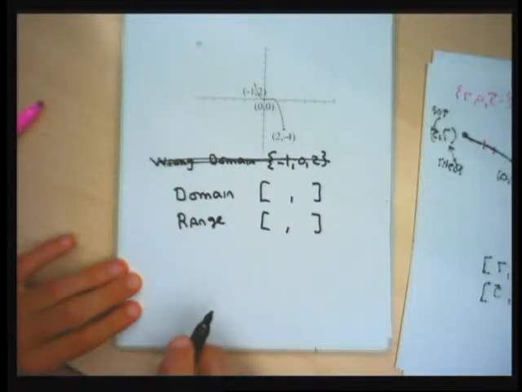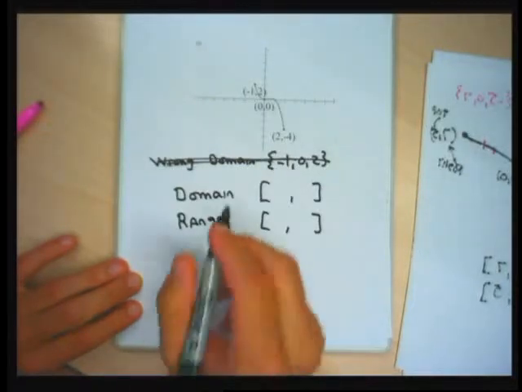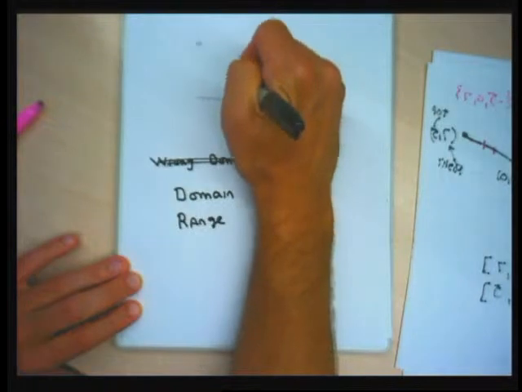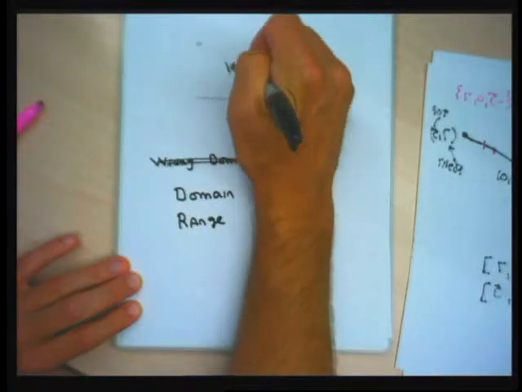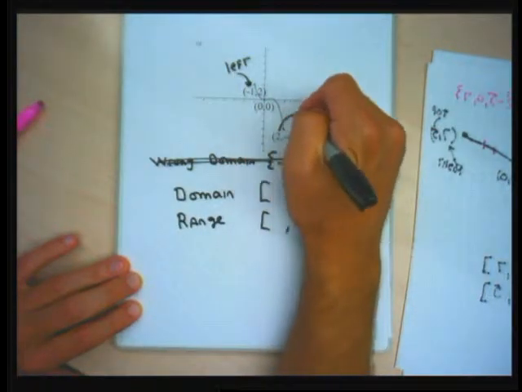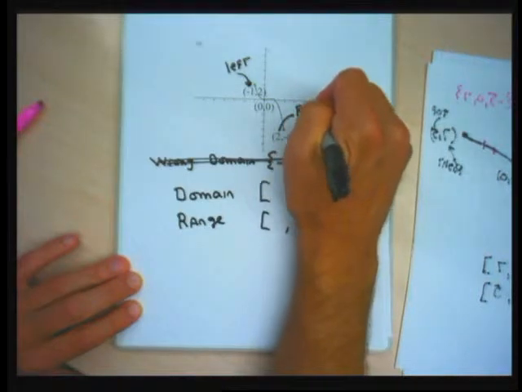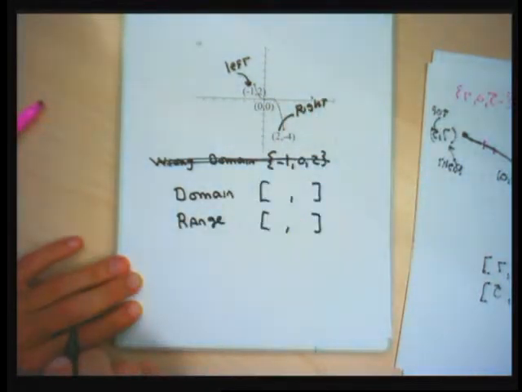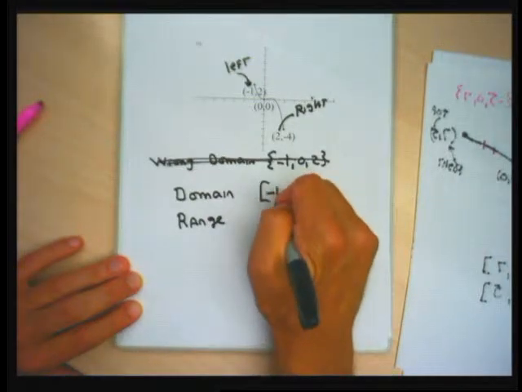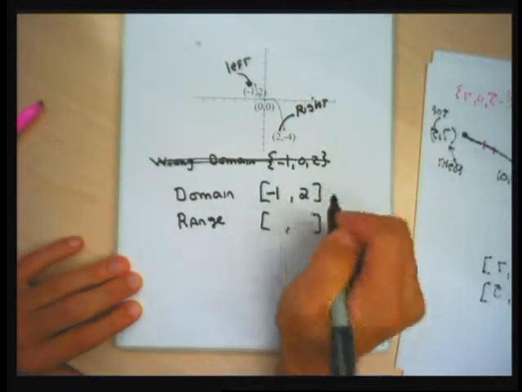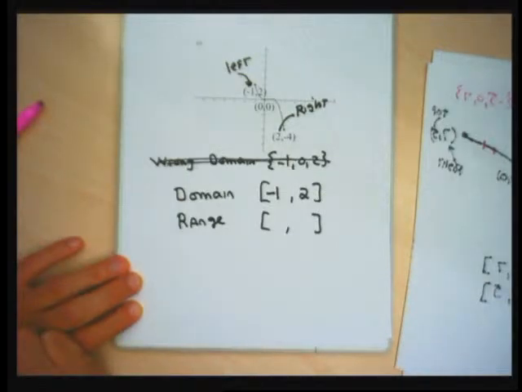For the domain, I need to find the far left and the far right point and their x-coordinates. Always read left to right and then bottom to top. So for this graph, the x-coordinate of the far left point is -1. The x-coordinate of the far right point is 2. So it'd be proper to say the domain is -1 to 2.